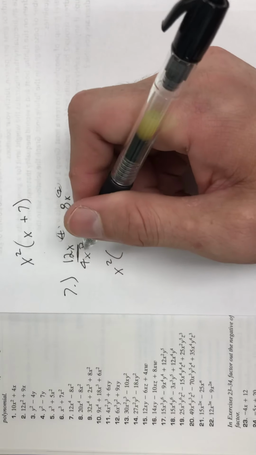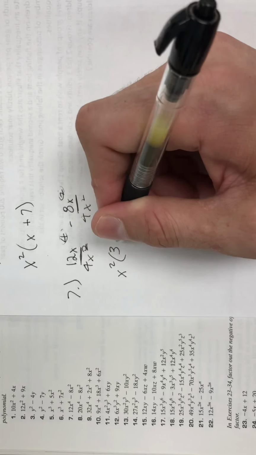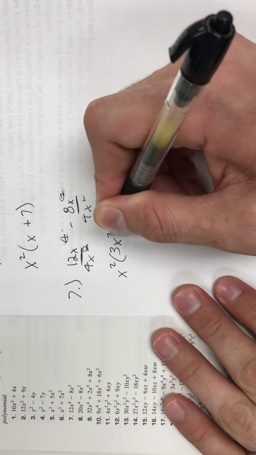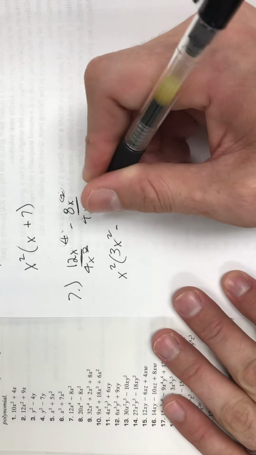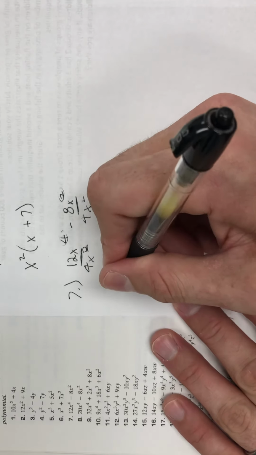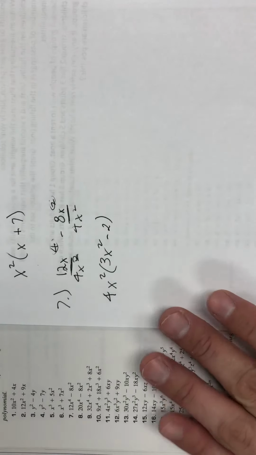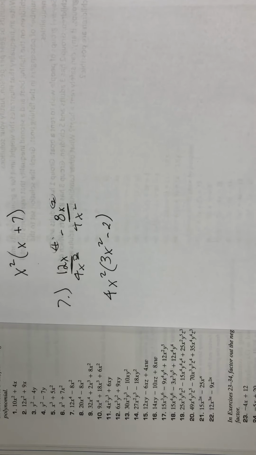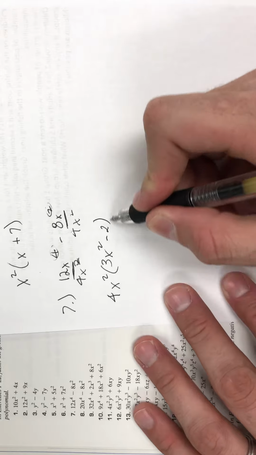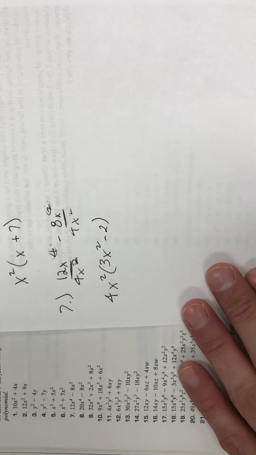So I might as well just do it all at one time. 12 divided by 4 is 3. And then I have 4 minus 2, so that would be x squared. Minus 8 divided by 4 would be 2. And I need my 4 on the outside. So 4x squared, parentheses, 3x squared minus 2. So you don't need to go any further from there for today.